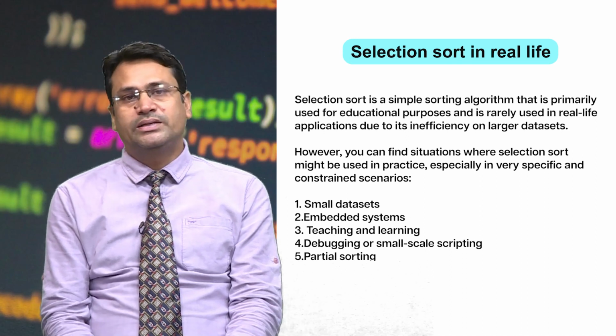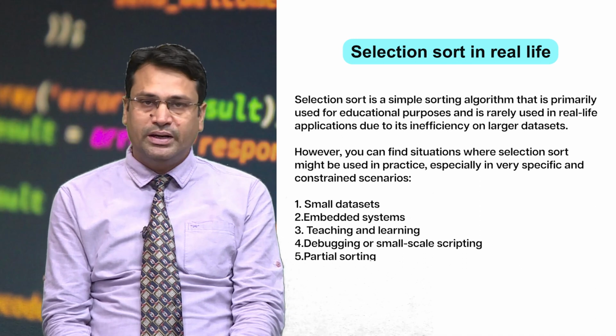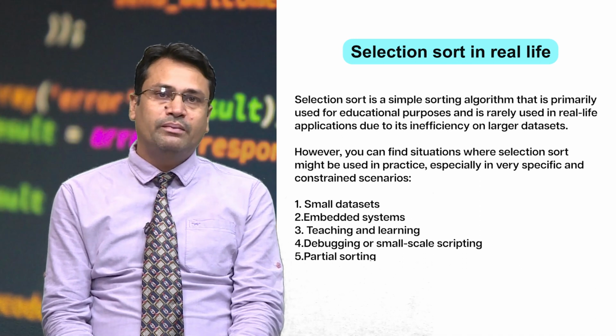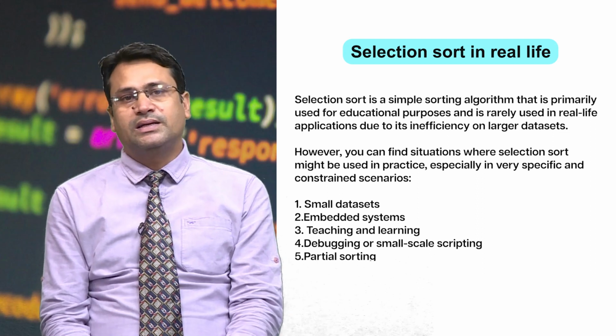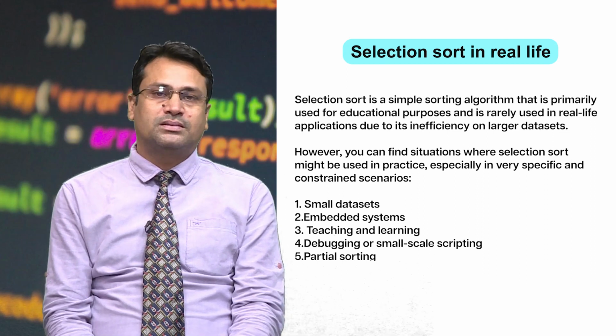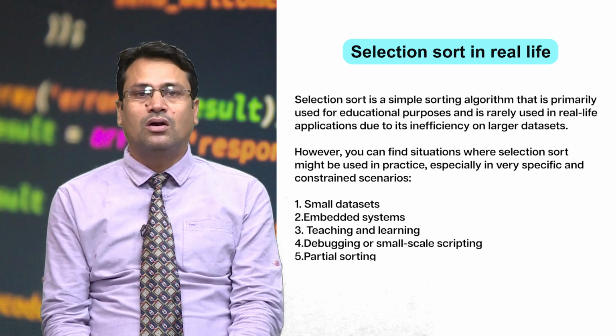The first application is small data sets. Selection sort can be reasonably efficient for small data sets where the number of elements to be sorted is relatively low. In such cases, the overhead of more complex sorting algorithms may outweigh the benefits.